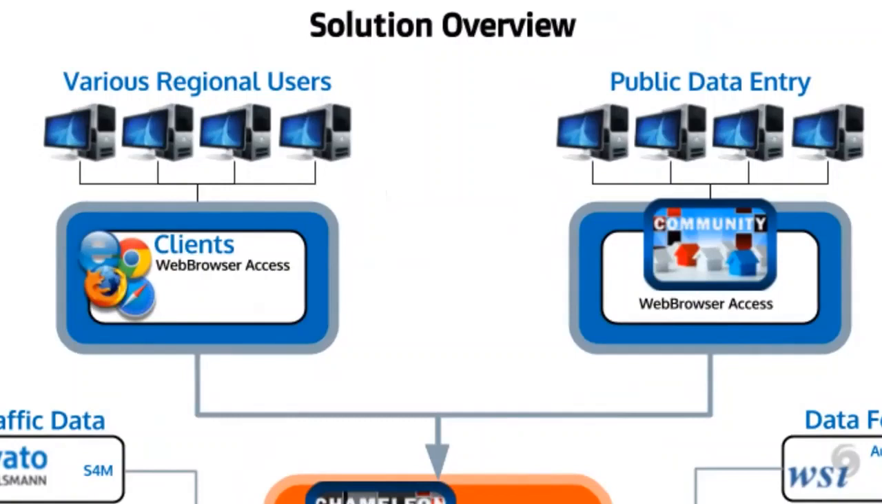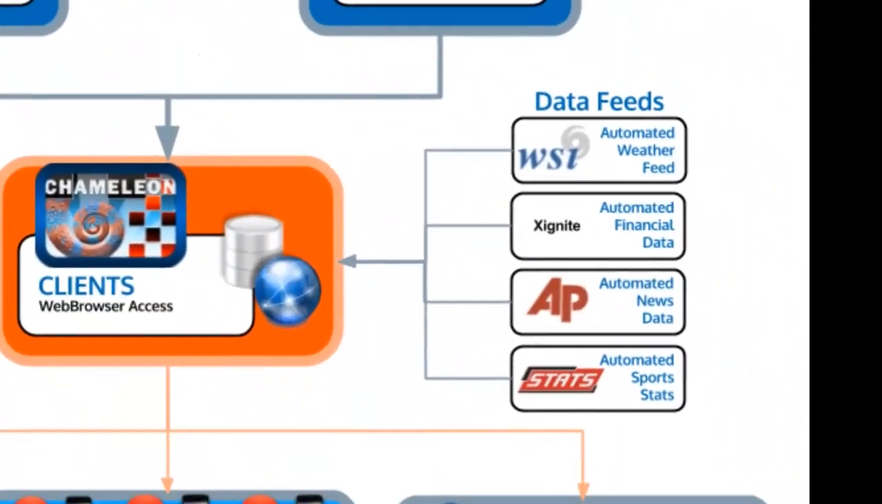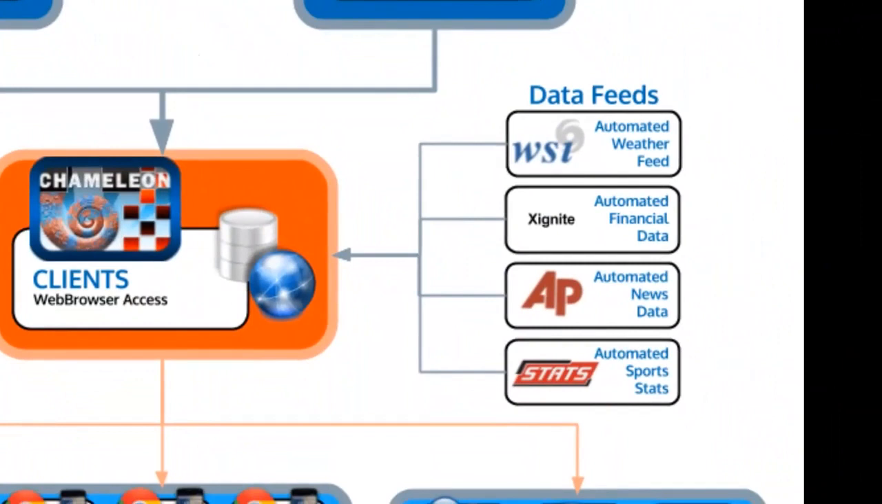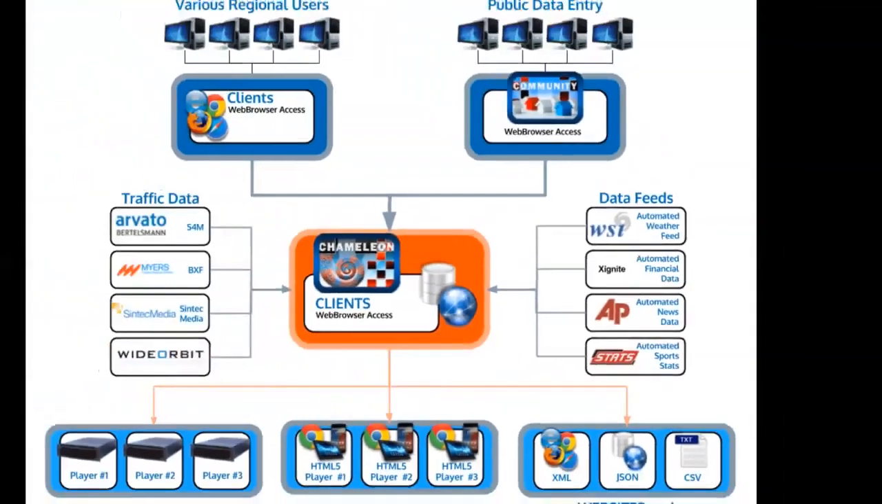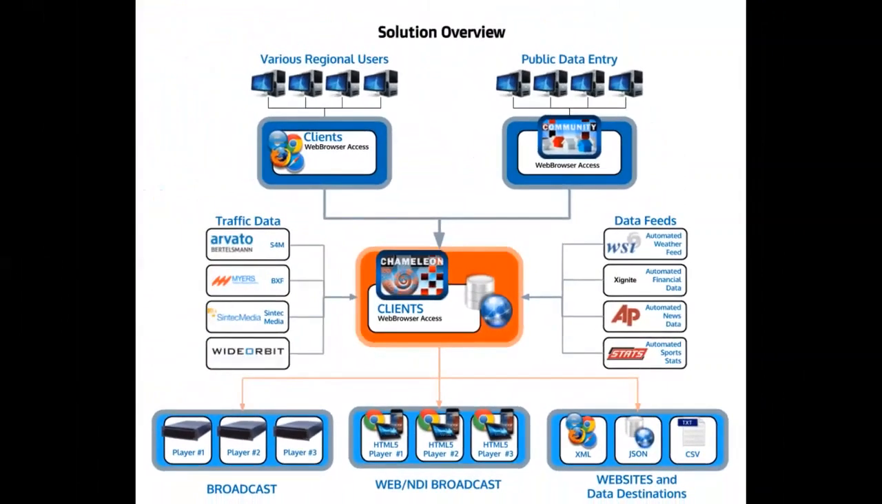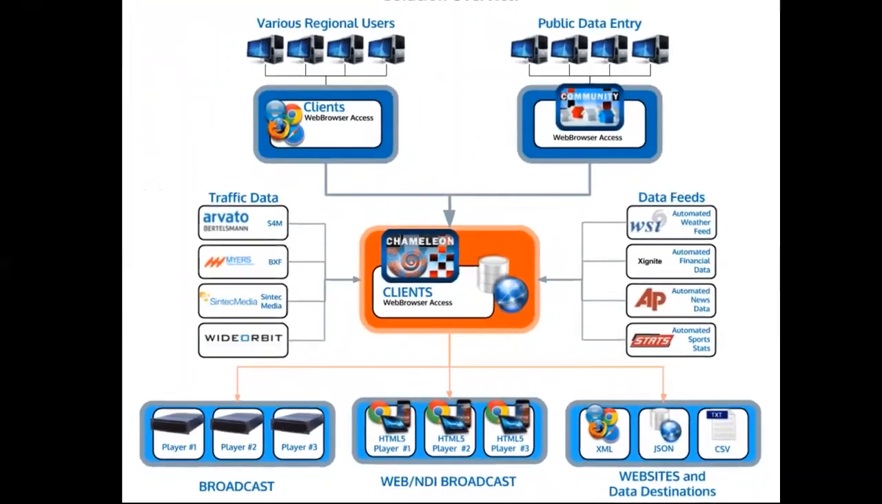Chameleon offers two different types of data input. Simplest and easiest is manual data input from our user group. Additionally, and the power of Chameleon comes from its ability to connect to and read various data feeds. Data feeds can provide automated data services from sports scores to financial data, weather, news, breaking news, as well as regular news. Once data has been ingested into the Chameleon database, it then becomes available for output to a variety of different devices.